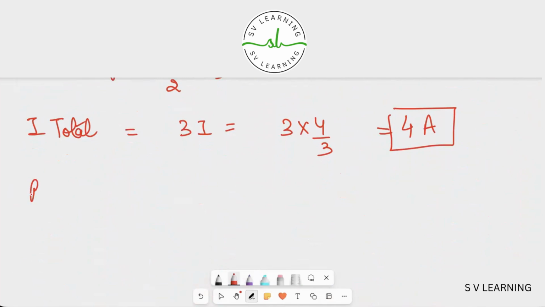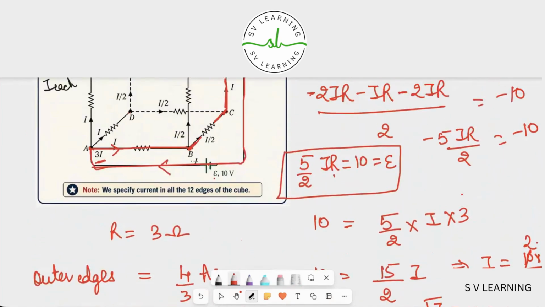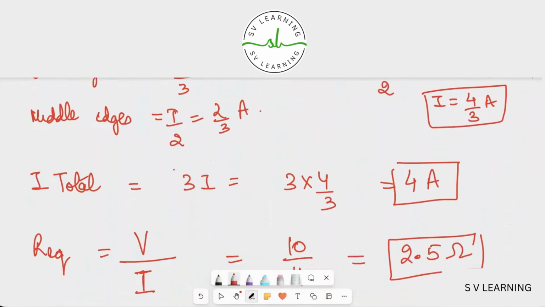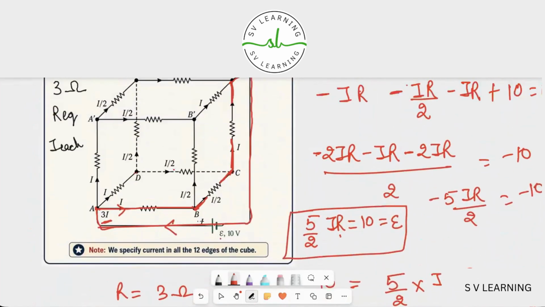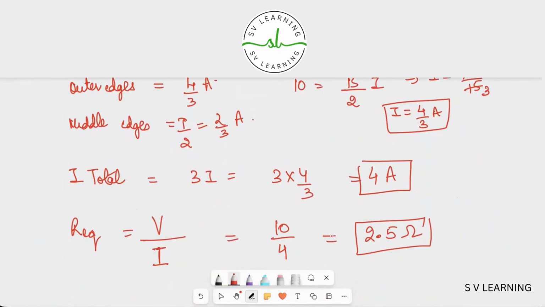And then what will be the equivalent resistance of the entire circuit? V is equal to IR, so it is V by I. That is equal to 10 by 4, which is equal to 2.5 ohms. So we can say that the equivalent resistance is 5 by 2 or 2.5 ohms. And for the middle edges, inner edges, the current is I by 2, which is 2 by 3 amperes, and for the outer edges, the current is 4 by 3 amperes. I believe now this is very clear. Thank you.